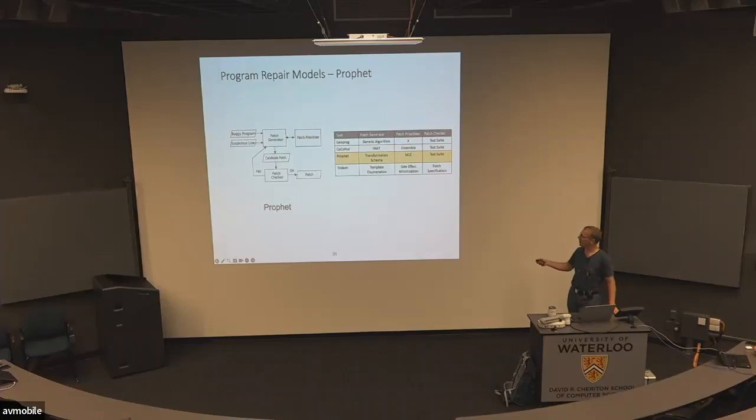Prophet is the first work that introduced using program transformations, and it prioritizes these using maximum likelihood estimation. And then Trident is work by me and my co-authors using program transformations or templates like Prophet. It has a prioritizer, but it minimizes side effects.